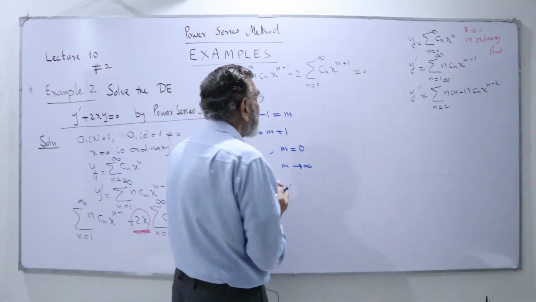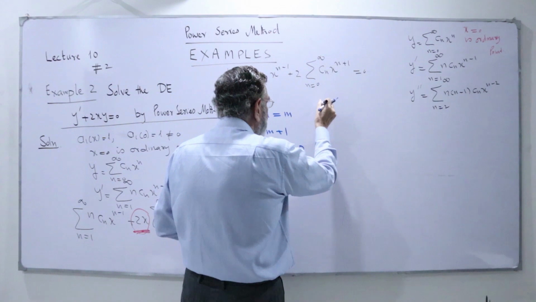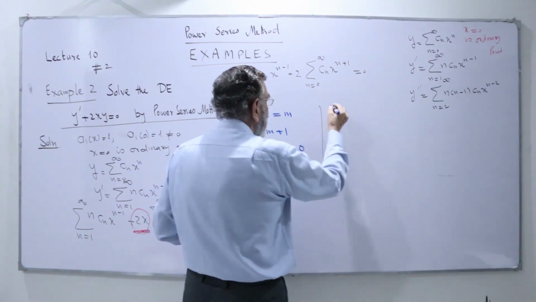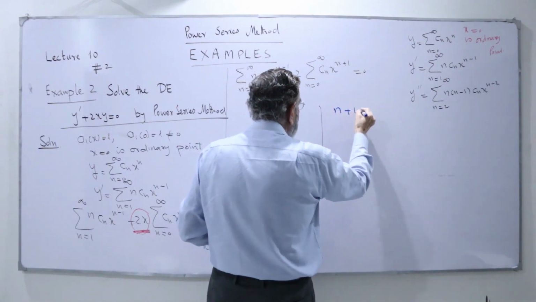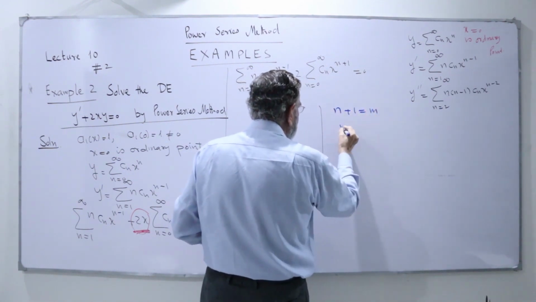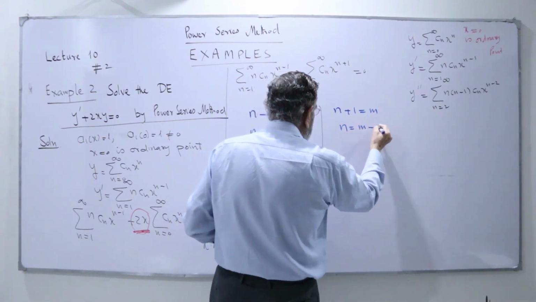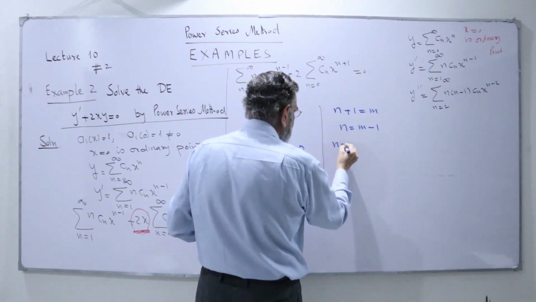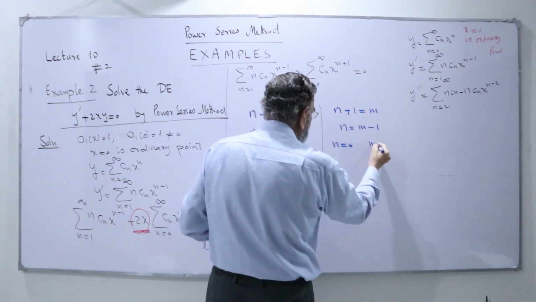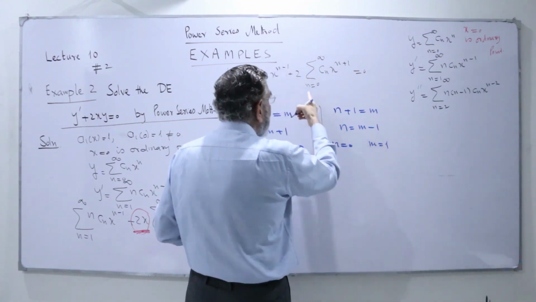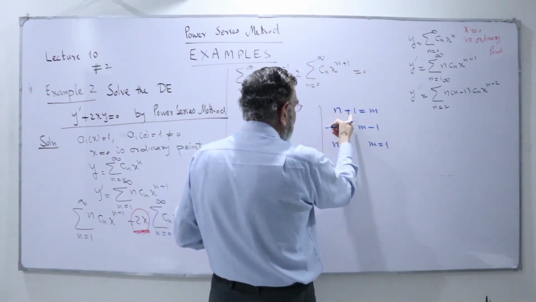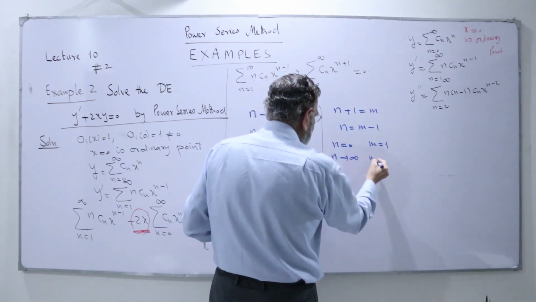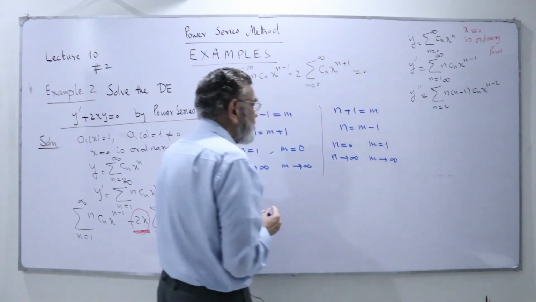This is number 1. We come to the second term. In the second term, we are getting here the value n plus 1 is equal to m. So my n is m minus 1. Now if my n is from 0, when I take here n equal to 0, what do we get? We get here m equal to 1. And we take here n equal to infinity. So here infinity plus 1 is infinity. So m also goes to infinity. So we have this information.